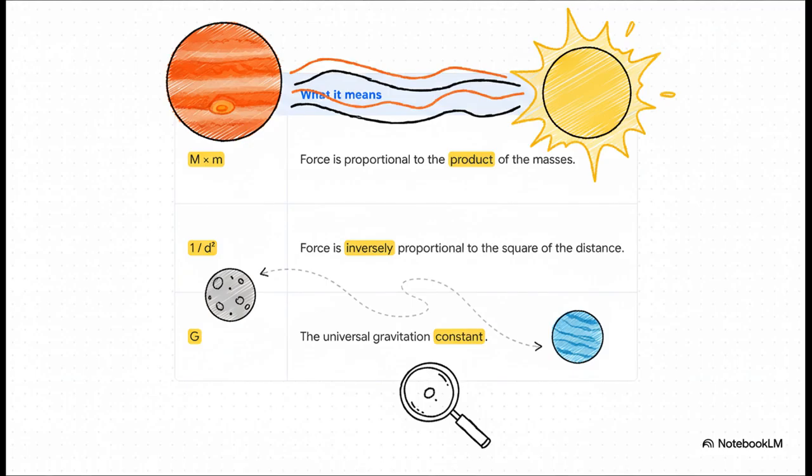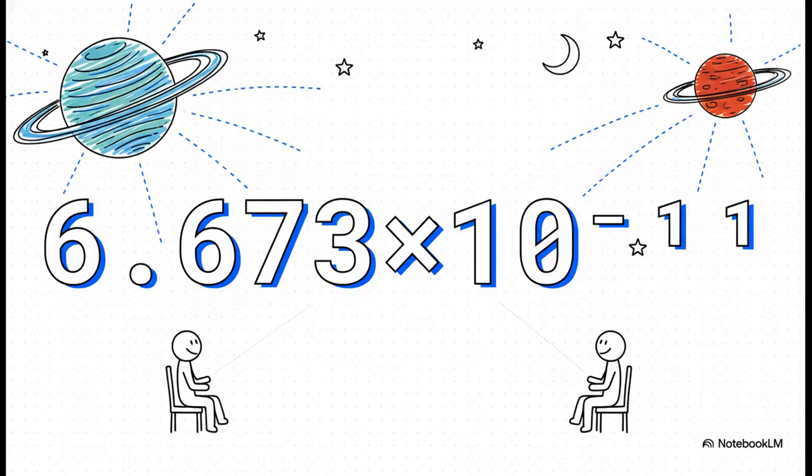And the bottom part, d squared, tells us that as the distance between the objects gets bigger, the force gets weaker, and not just a little weaker, but a lot weaker. And what about that big G? Well, it's just a number that never changes. It's called the universal gravitational constant. But look at it. Look how incredibly tiny that number is. That's a decimal point with 10 zeros after it before you even get to the 6. This, my friends, is why you don't feel the gravitational pull of your friends sitting right next to you. The force is there, for sure, but it's just too tiny for us to notice because our masses are so small compared to something like a planet.